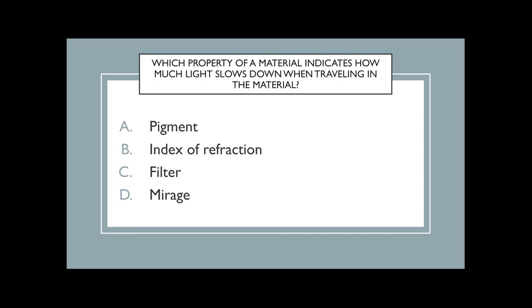Last question. Which property of a material indicates how much light slows down when traveling in the material? This is called index of refraction. This kind of goes back to 12.1. So it's letter B, index of refraction.